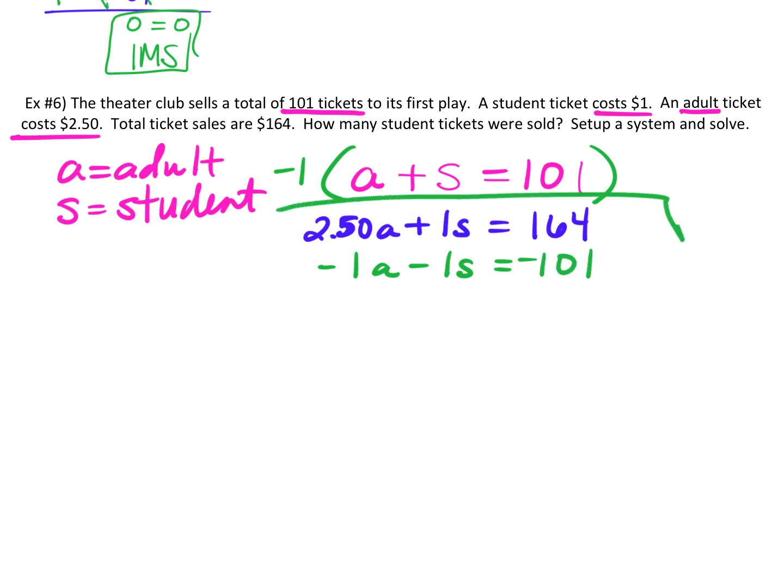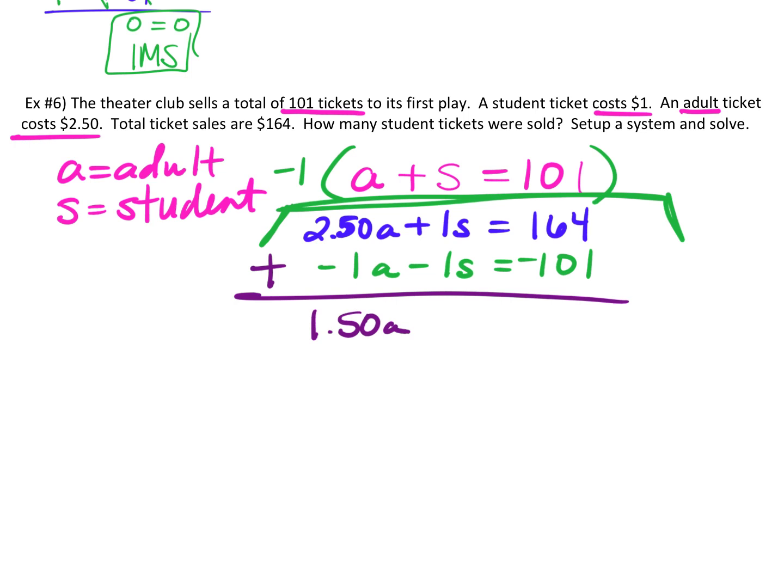Okay, so I'm just ignoring that top equation right now. And now we're going to add them together. Okay, 2.50A plus -1A is 1.5A. This one becomes 0, right? 1S minus 1S is 0, equals, and this becomes 63. And then divide by 1.5. 63 divided by 1.5 is 42.